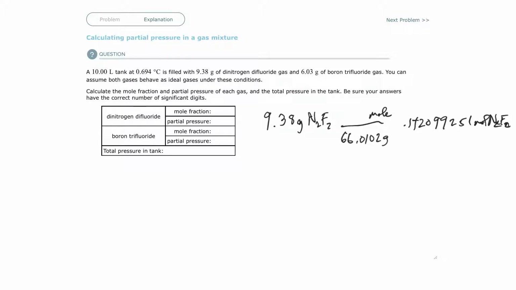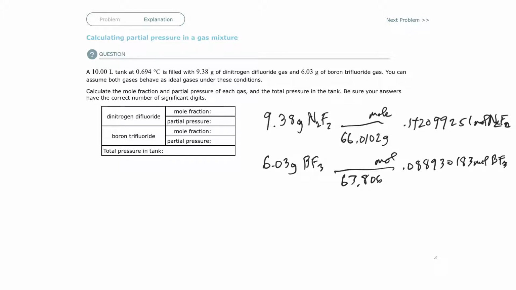Now we're going to do it again with the boron trifluoride, and they give you 6.03 grams of boron trifluoride. Its molar mass from the periodic table is 67.806 per mole. So when you divide those numbers, you get 0.088930183 moles of BF3. Okay, so those two moles added together will be the bottom number of your fraction.